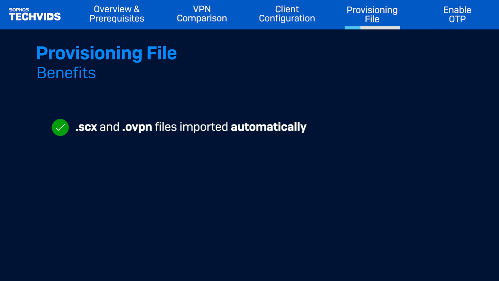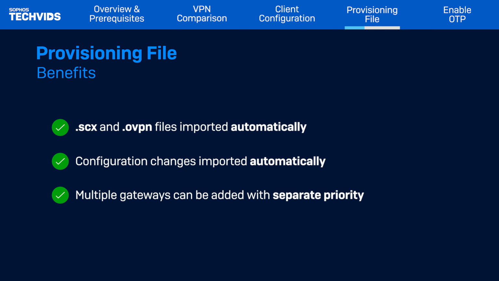The SCX and OVPN files are automatically imported to the user's endpoint. Any configuration changes that you make down the road are automatically imported. And if needed, you can specify more than one gateway as well as the priority of those gateways.